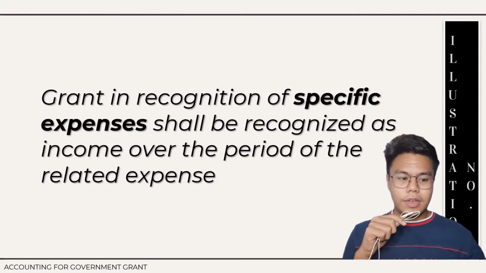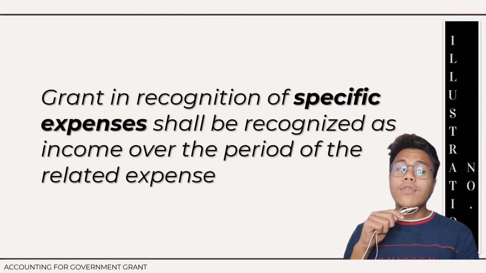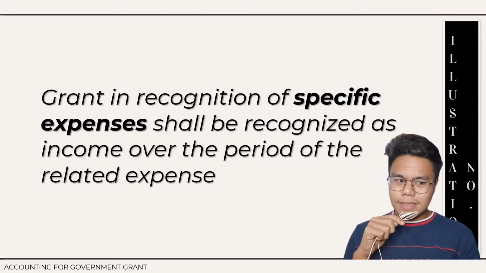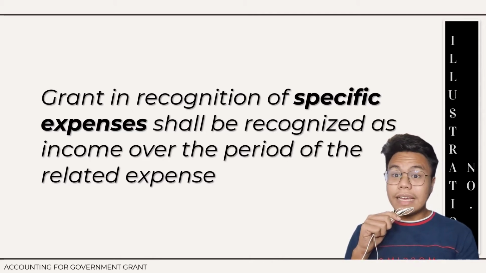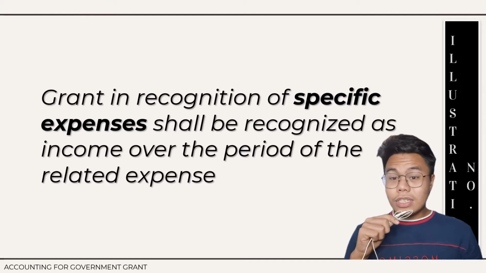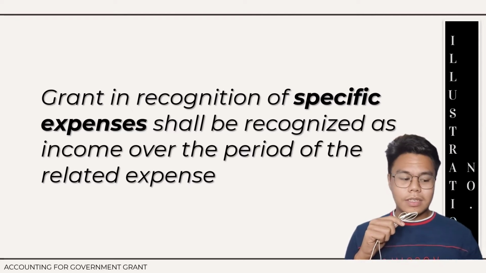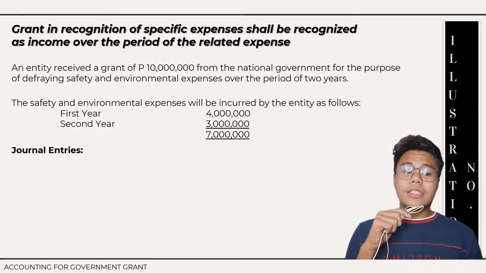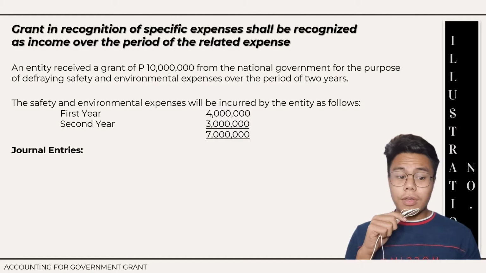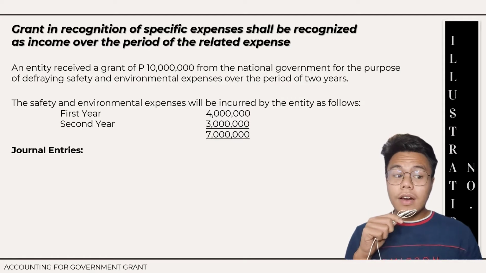Let us go through the situations. First, we have the specific situation wherein a grant in recognition of specific expenses shall be recognized as income over the period of the related expense. Like I've mentioned just now, on expenses, we will use the grant income to reduce our expenses. Let's go through that. Here we have an entity that received a grant of 10 million pesos from the national government for the purpose of defraying safety and environmental expenses over the period of 2 years.